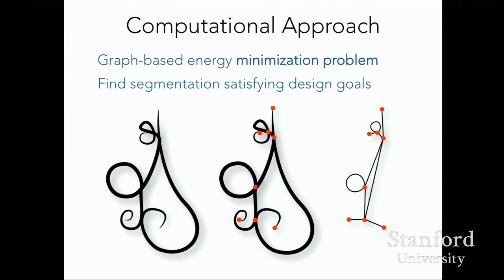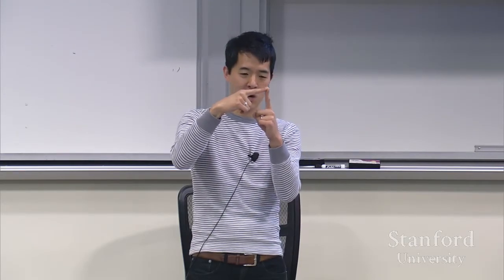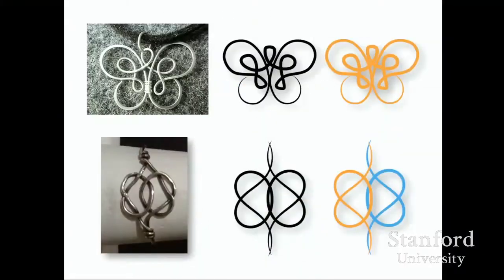Like, you obviously don't want one segment to stop somewhere in the middle, and then another segment to meet it at a sharp angle, because that's going to be hard to attach and it's not going to look very good, and that kind of thing. So there's a bunch of different energy terms that represent these different design goals that we're going to use inside of this optimization. Let me just show you some results.